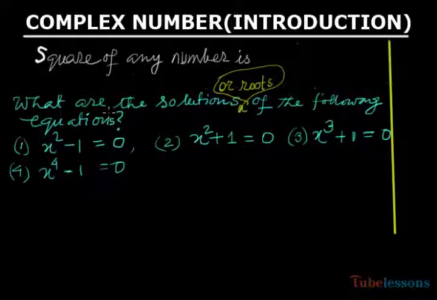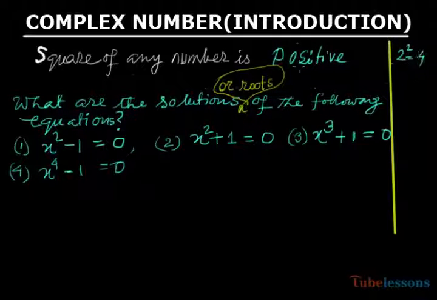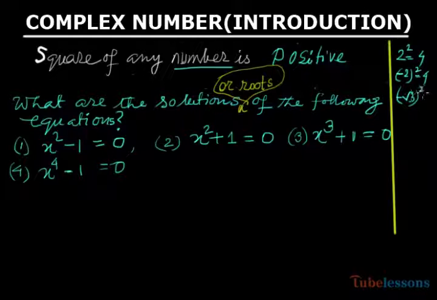So before we start complex numbers, first we ask: the square of any number is positive. Like 2 square is equal to 4. Here the number means the real number. Minus 2 whole square is also equal to 4, because minus 2 into minus 2 is equal to 4. Minus root 3 whole square is equal to 3. So the square of any real number is positive.